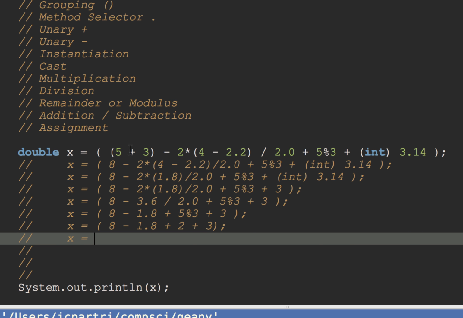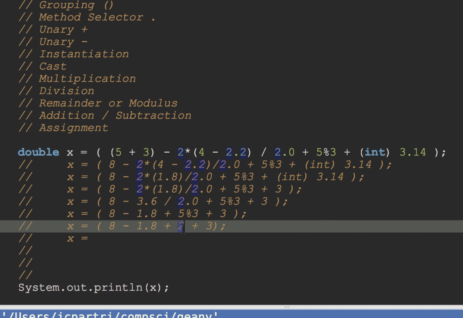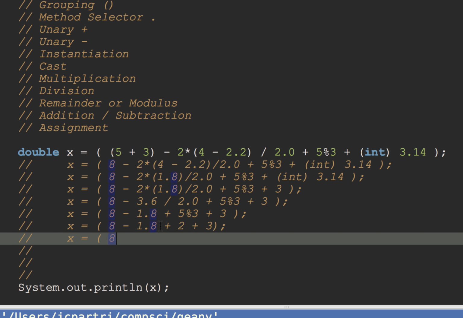Now, we have something here called mixed mode arithmetic. I have 3 ints and I have 1 double. So what does Java do when you combine arithmetic operations on ints and doubles? Well, it's pretty easy, actually. Java is going to take the type that has the most precision. And so decimals have more precision than integers do. So the final answer is going to be converted to a decimal. So this is now basically like saying 8.0 minus 1.8 plus 2.0 plus 3.0.